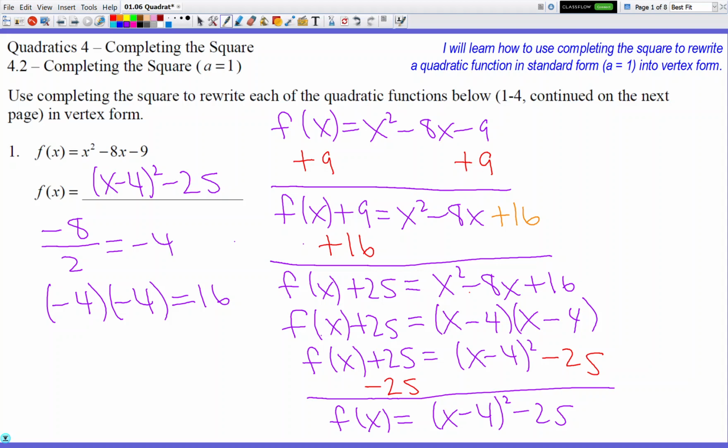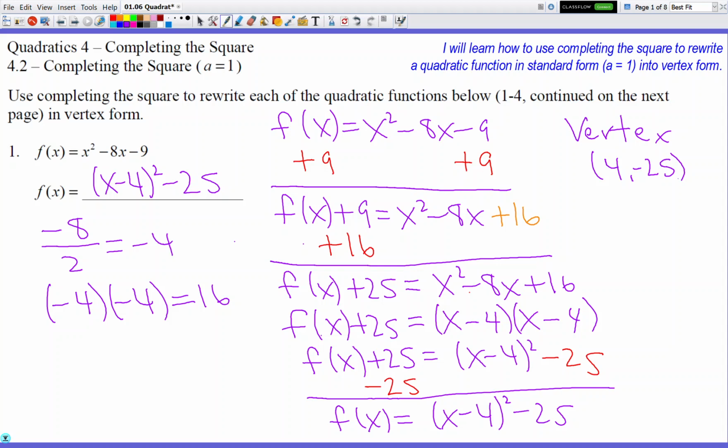So the coordinates of the vertex are going to be, I'm just going to write it on the side here because this is where I have my blank space. My vertex will be (4, -25). If you can practice writing vertex coordinates for me, that'll be awesome.